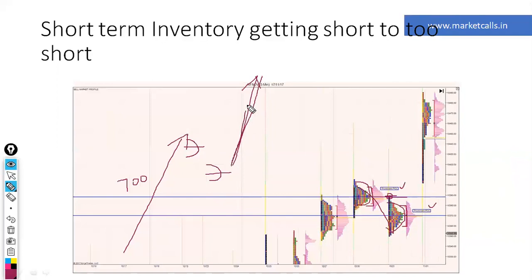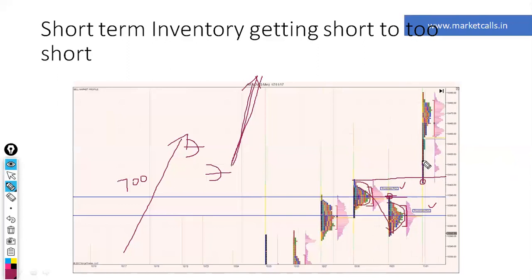Inventory pile up again happens over here. So the very next day, price opens gap up. In fact, the gap up came very close to the 2-day high. You should be on a very high alert mode. You see a drive, it's a high confidence again.